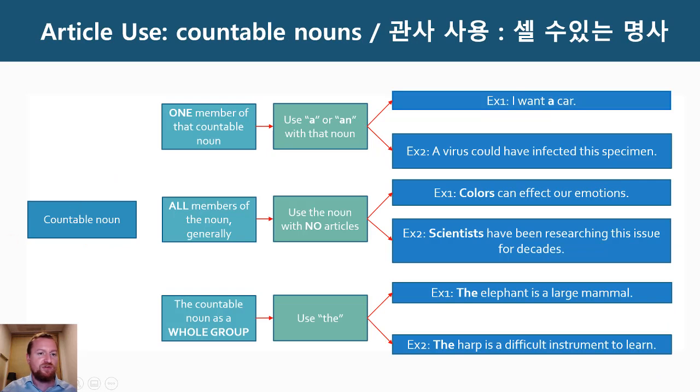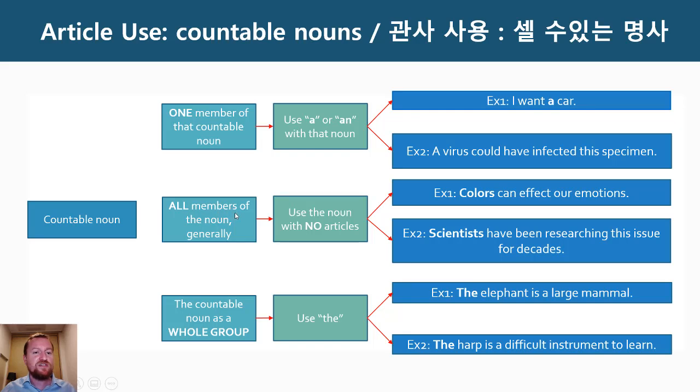All right, let's look at countable nouns. If you're talking about one member of that noun, use a or an with that noun. So any noun, any member. I want a car. Which car? I don't know. I want any car. A virus could have infected this specimen. Which virus? We don't know. A virus. If we say the virus, then we are referring to a specific virus that we've already discussed.